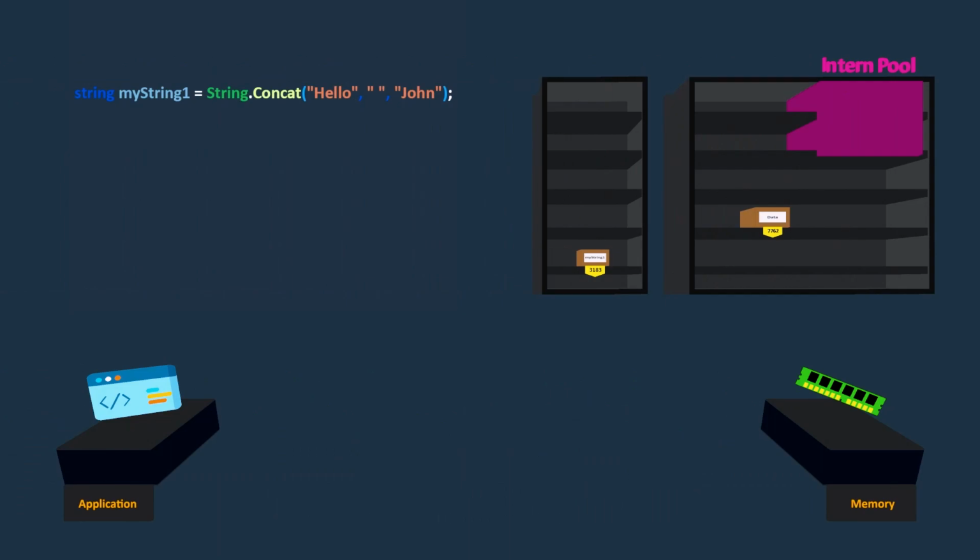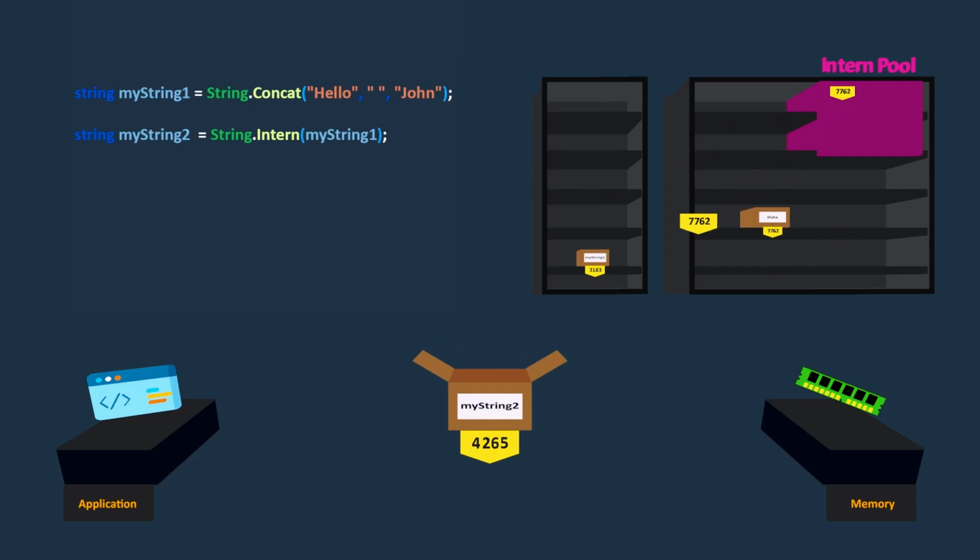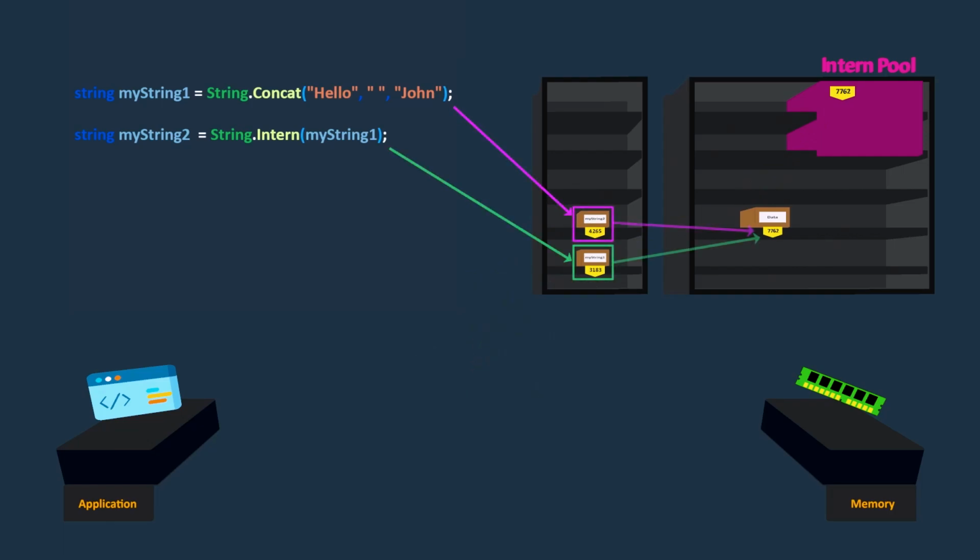Now, let's show you the scenario where the Intern method doesn't find the specified string in the intern pool table. In this example, when myString1 is created dynamically, it isn't automatically added to the intern pool table by the CLR. Therefore, when we use the Intern method and pass myString1 to it, this method doesn't find any string with a value of Hello John. As a result, the Intern method adds the string to the intern pool table and returns its address. And as you can see, both of these variables refer to the same memory location.